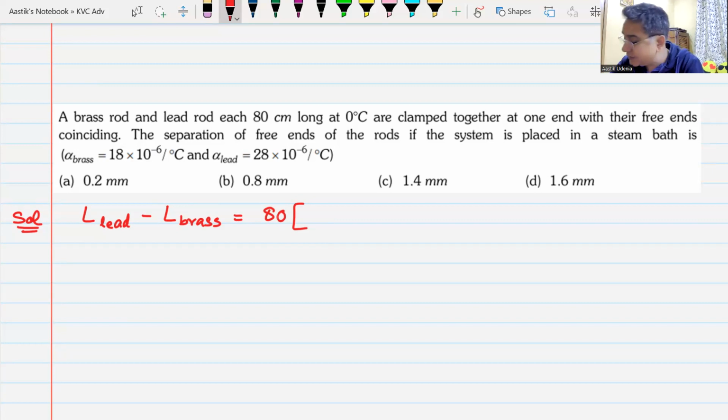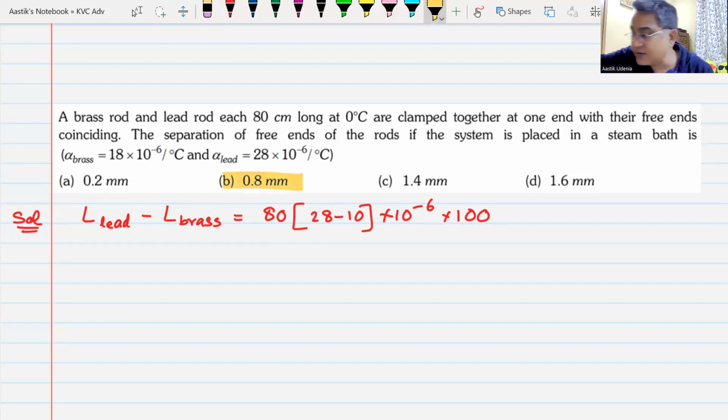into 1 plus alpha of lead minus 1 minus alpha of brass. So basically it will become 80 into 28 minus 10, into 10 raised to the power minus 6, multiplied by 100. Do we understand this? So that I think will give you the result as 0.8 mm. Everyone got this answer? Can I have raised hands from everyone that we got the answer?